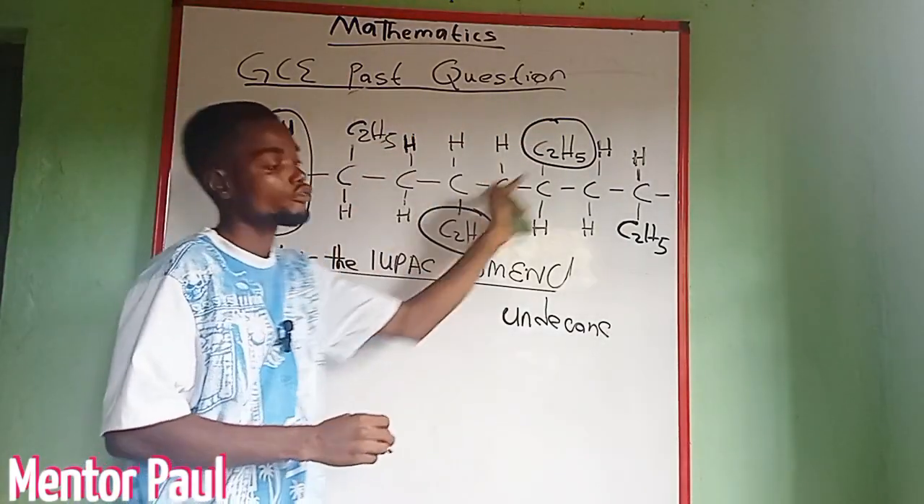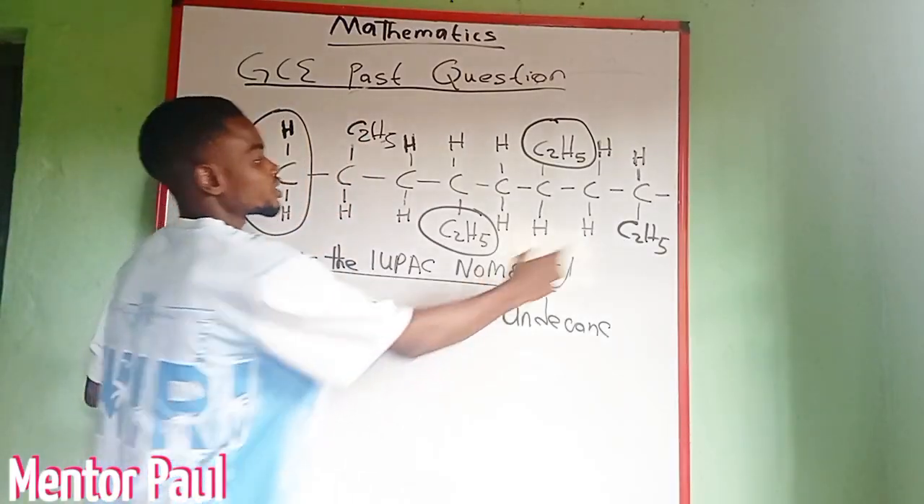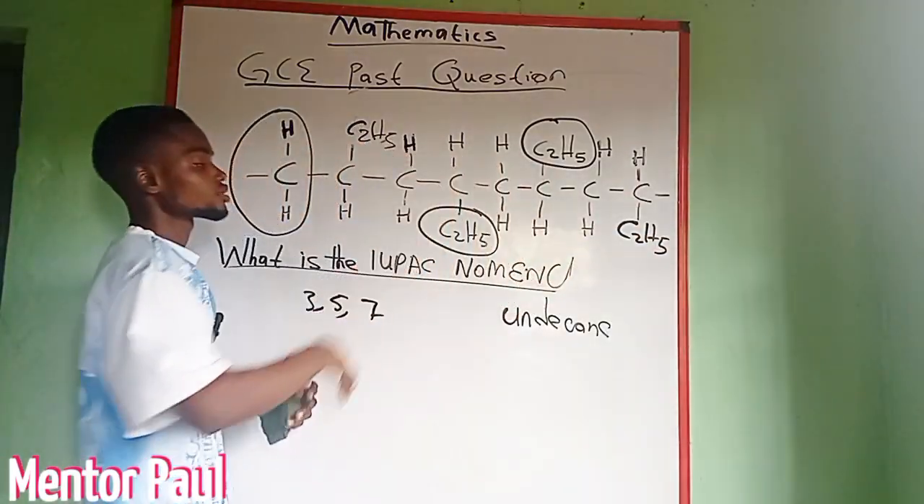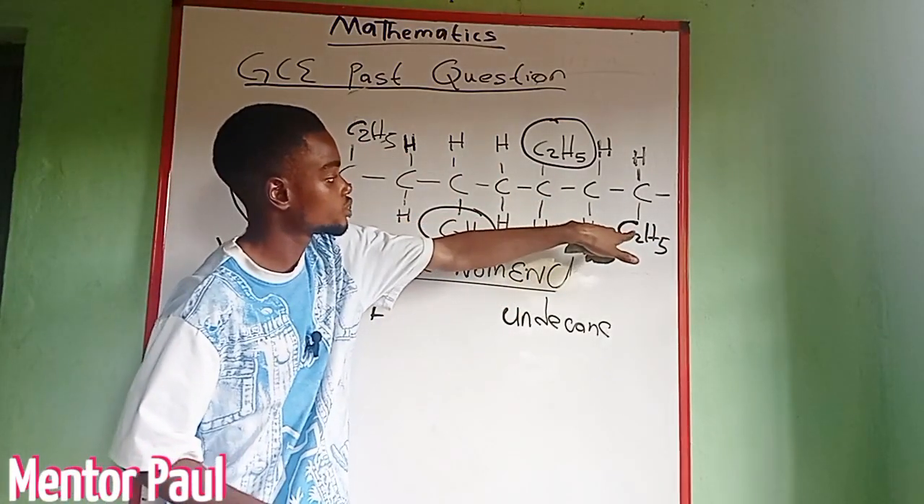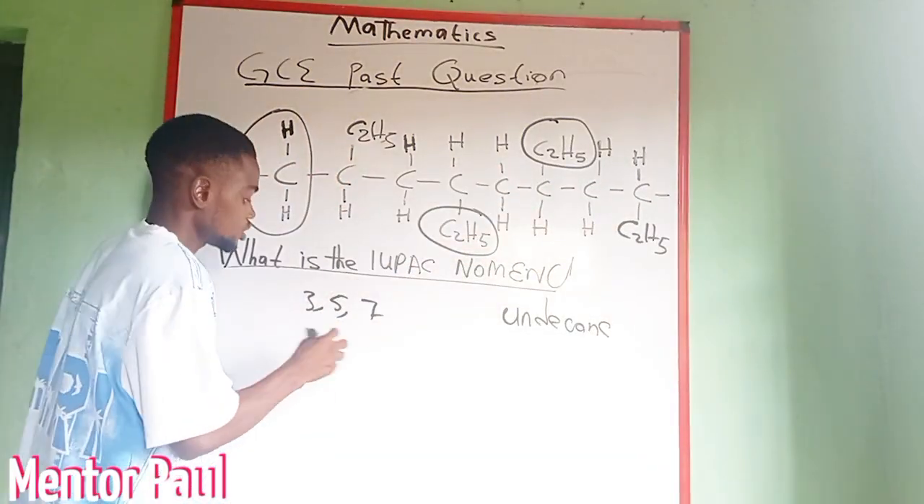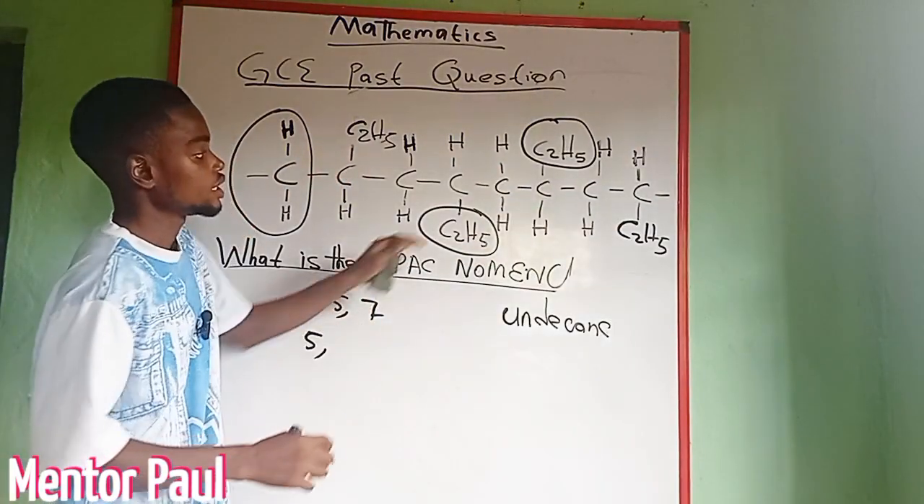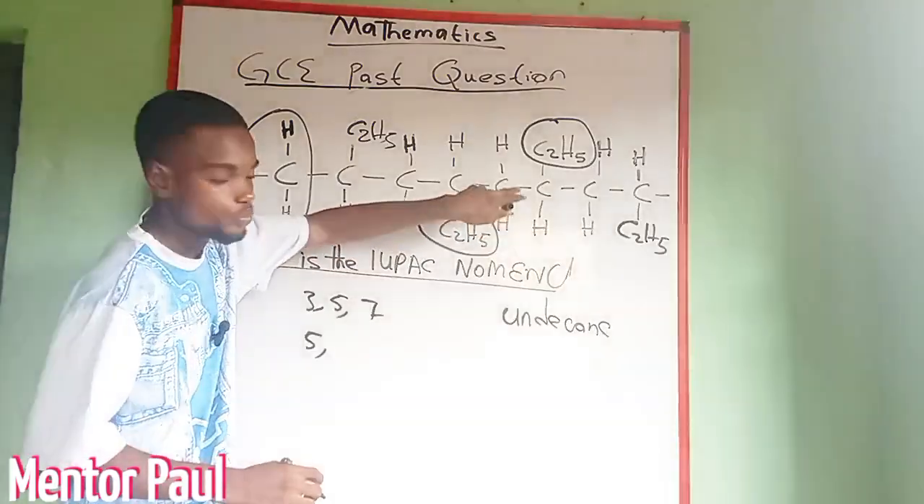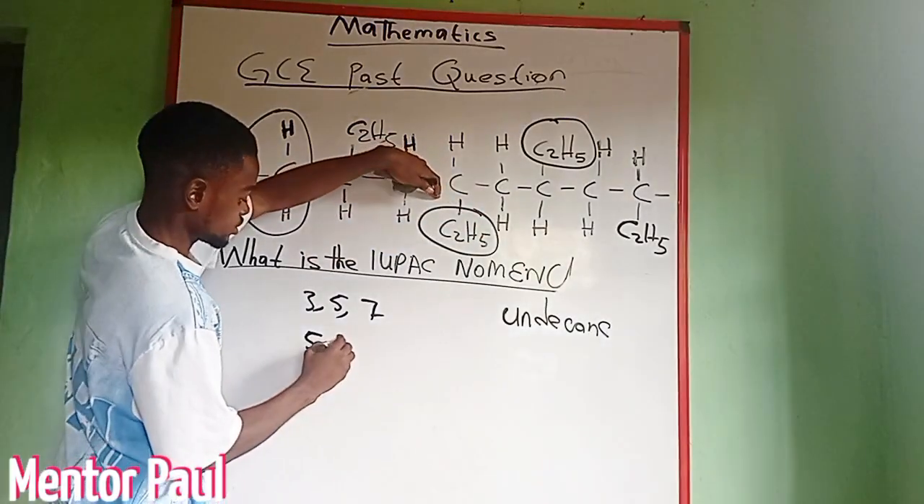That is if I follow the forward locant. Then I follow the backward locant, you find out that this is 1, 2, 3, 4, 5. The first substituent is going to be on carbon 5. The second substituent is going to be on carbon 6, 7.